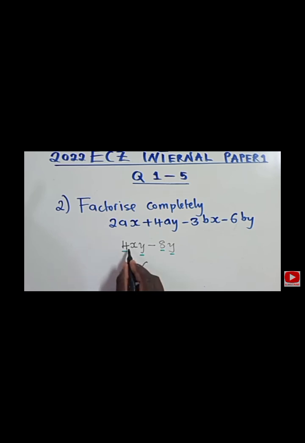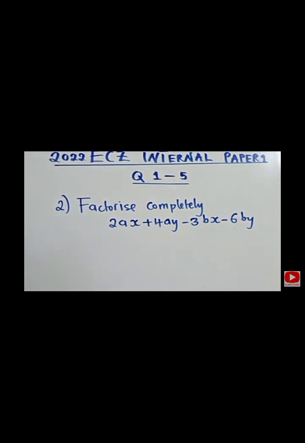4 and 4 will cancel, y and y will cancel. We remain with x. 4 into -8, it's a -2. y and y will cancel. So this is our solution. If they ask us to factorize this one, if you reach this stage, just know that you've answered the question.